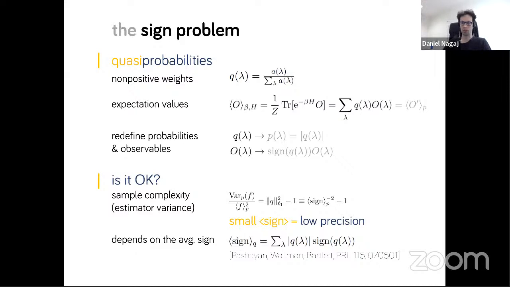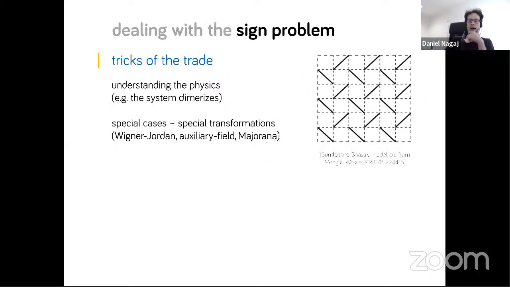Okay, so this is the sign problem. The off-diagonal elements of the matrices of the Hamiltonian are varying in sign, which results in quasi-probabilities instead of probabilities in this quantum Monte Carlo. When the sign varies, the average sign can be very small, and then the precision gets very small. How do people deal with the sign problem?